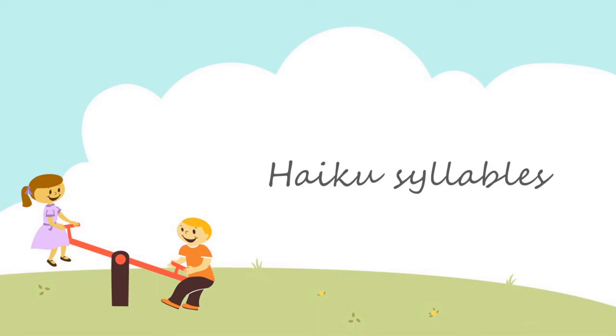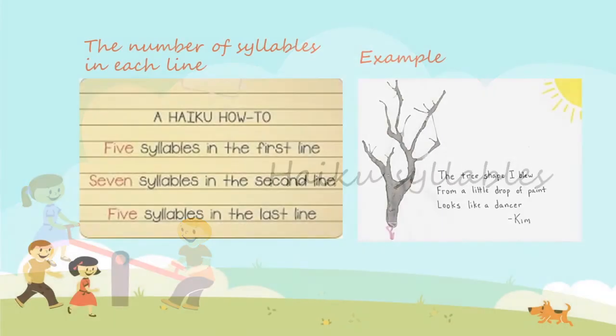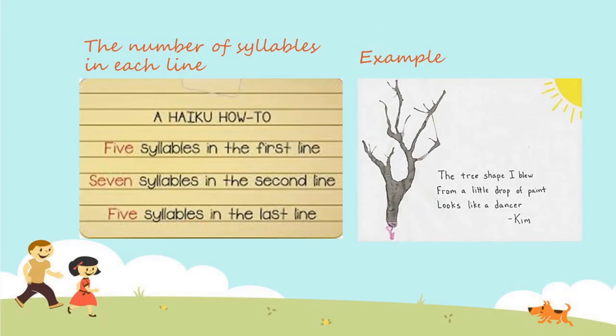Okay. Now, let's take a look at what the syllable pattern for a haiku is. The number of syllables in each line of a haiku goes as follows. The first line needs to have 5 syllables. The second line needs to have 7 syllables. And again, the third line will have 5 syllables. I've given an example on this slide right beside it. The tree shape I blew from a little drop of paint looks like a dancer.